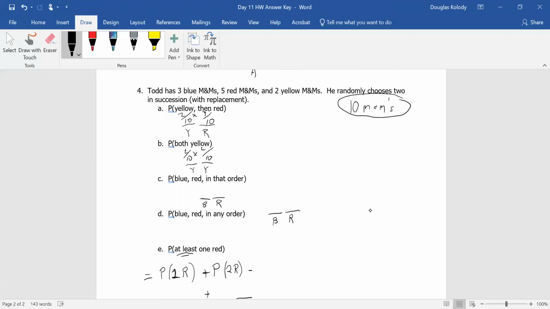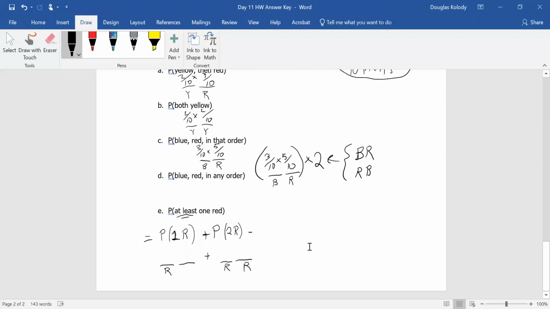A blue and a red in that order. So blue first, it's 3 out of 10 times red, which is 5 out of 10. A blue and a red in any order. So the fractions don't differ. That's 3 out of 10 for blue times 5 out of 10 for red, but now times the ways I could arrange blue and red. So blue and then red, or red, then blue. So I'm going to multiply by the 2 ways that I can arrange blue, red, red, blue.